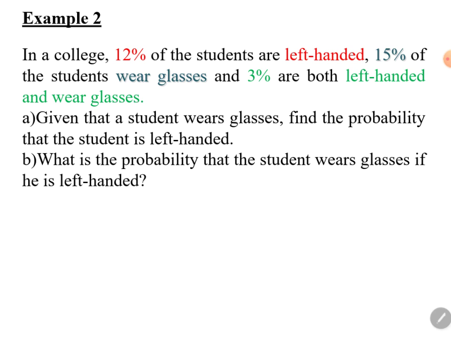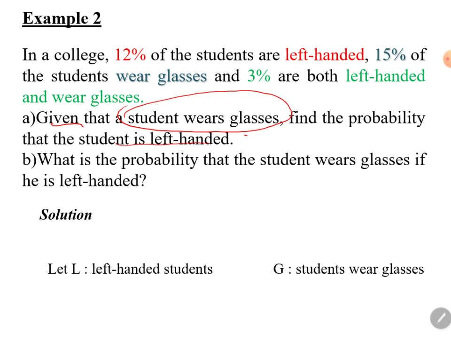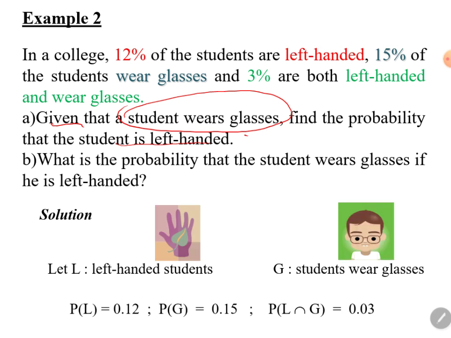So which one is the condition? Which one has happened first? So here, from the words, because after the word given, it's a statement of student wear glasses. So this wear glasses is the condition. So we want to find the probability student left-handed. So let's say we let L as the left-handed student and G as student wear glasses. So probability of L is equal to 0.12, probability of G is equal to 0.15, and both left-handed and wear glasses is the intersection between L and G, which is equal to 0.03.